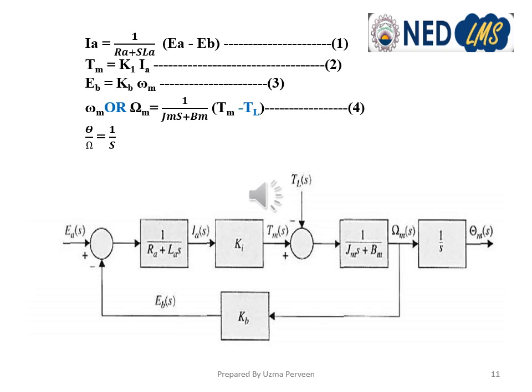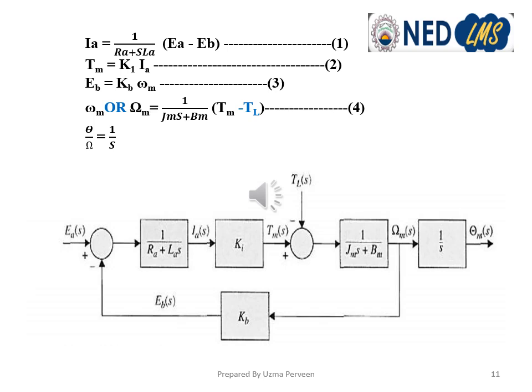So the next equation is Eb equals Kb omega m. So omega m is the input this time, and Eb is the output. We have taken the back EMF, as we know that the back EMF is used to self-control this motor. So Eb equals Kb omega m. Kb is the transfer function, and omega m is coming from the input side.